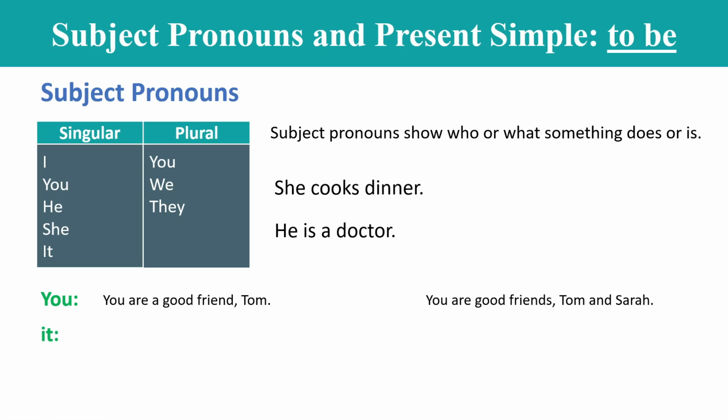It. We use it for animals and things, not for people. But if the animal is a pet, instead of it, you can use he or she. See the examples? This is an elephant. It's big. Here in this example, it refers to the elephant, which is an animal. It's big means the elephant is big.